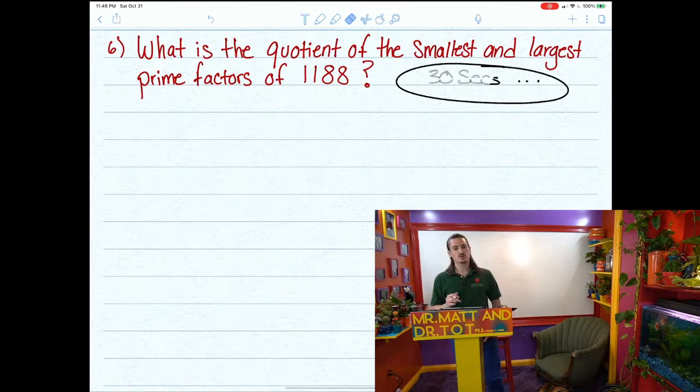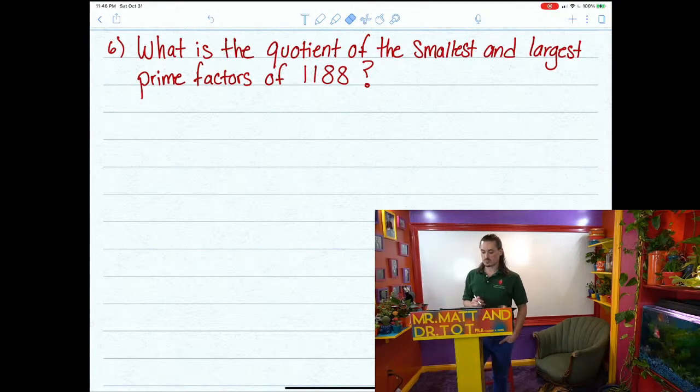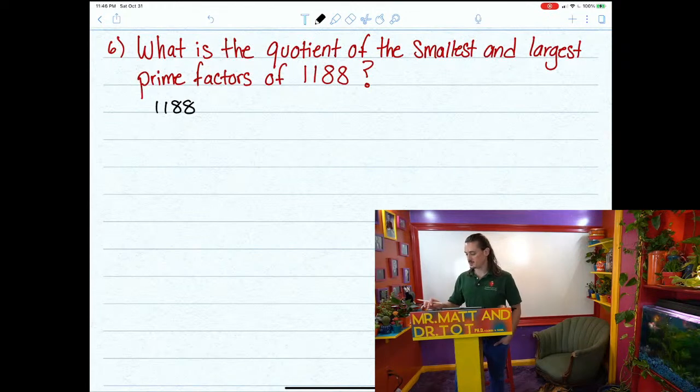Okay, so if we're trying to find the quotient of the smallest and largest prime factors of 1188, we're going to have to factorize 1188. So that's a pretty large number. We know that it's even, so we definitely know that it's divisible by 2. But remember your other divisibility rules. If the sum of the digits of the number itself, for example, 1 plus 1 plus 8 plus 8, that's 18. If the sum of the digits of the number itself is divisible by 3 or 9, the number is also divisible by 3 or 9.